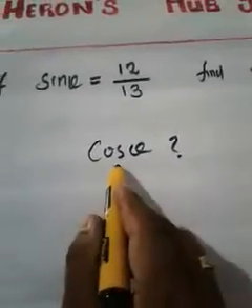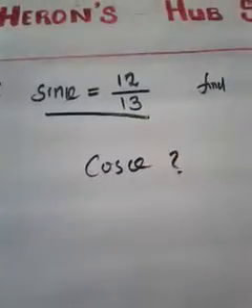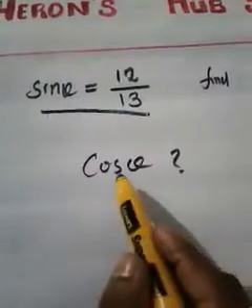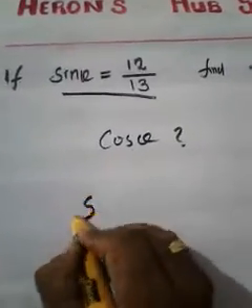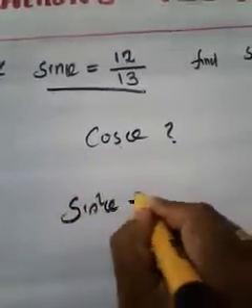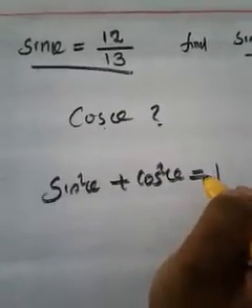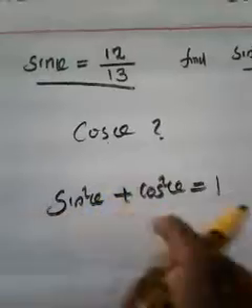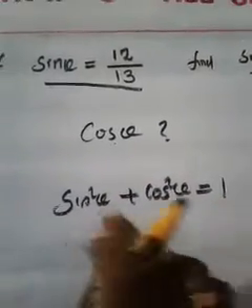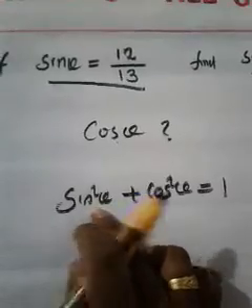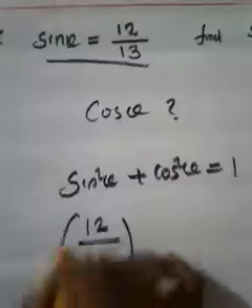Can you calculate cos theta with the given information, sin theta is equal to 12 by 13? How can you connect cos theta and sin theta? There is an identity. Which is that identity? Sin square theta plus cos square theta is equal to 1. That is the identity. Apply the given information there. Then in that way we can easily calculate the value of cos theta. Sin theta is given. What is that? 12 by 13. So sin square theta will be 12 by 13 square.